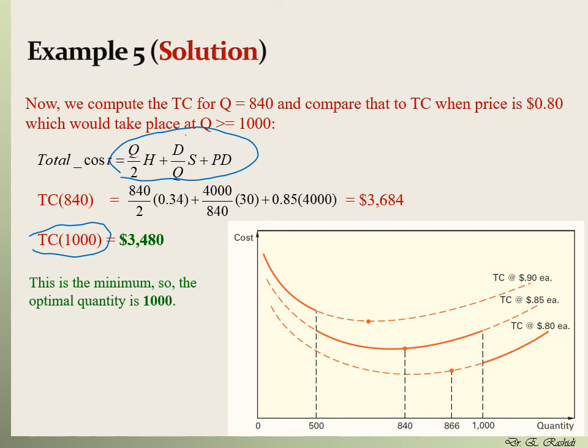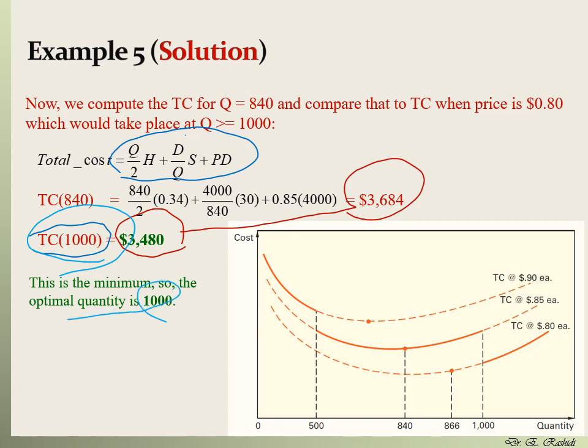Plus D divided by Q. So that's 4,000 divided by 1,000 multiplied by S, so multiplied by 30. Plus P multiplied by D. P is 80 cents multiplied by 4,000. And if we do the math, the total cost would be $3,480. If we compare that to the other cost, we see that the 3,480, which is for Q equal to 1,000, is the smaller one. So this means that the optimal quantity to order is 1,000 for us in this problem.